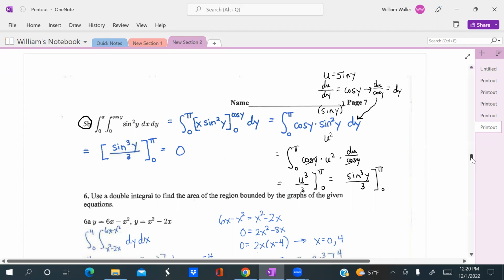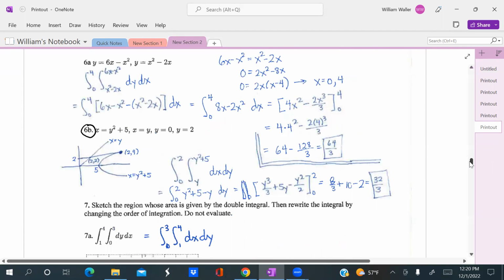Okay. Let's try one that maybe doesn't require substitution. So I'm looking now at 6b. All right, now here's the problem in 6b. It's an application of double integrals. It's not just a straightforward double integral. What we want to find using a double integral is the area between these curves.